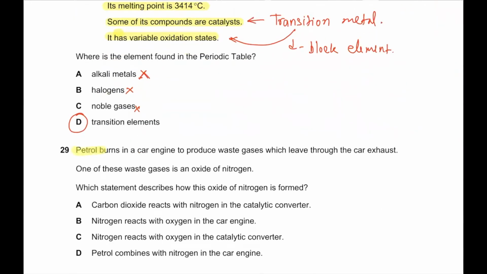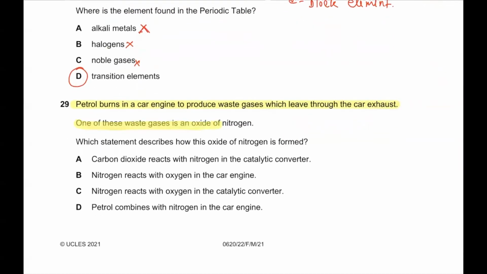Question number 29. Petrol burns in a car engine to produce waste gases which leave through the car exhaust. One of these waste gases is an oxide of nitrogen. Which statement describes how this oxide of nitrogen is formed? We know the nitrogen oxides that form inside a car engine are NO and NO2.